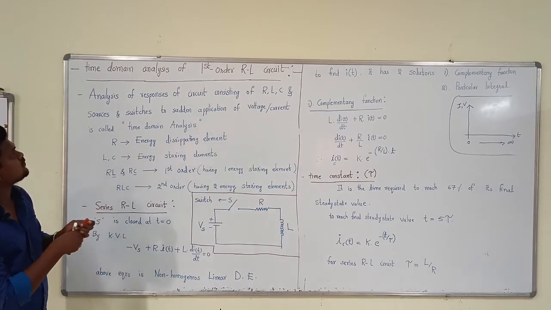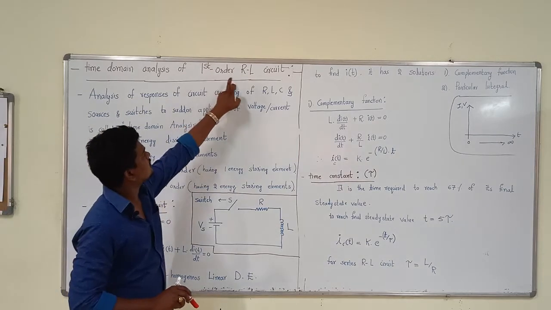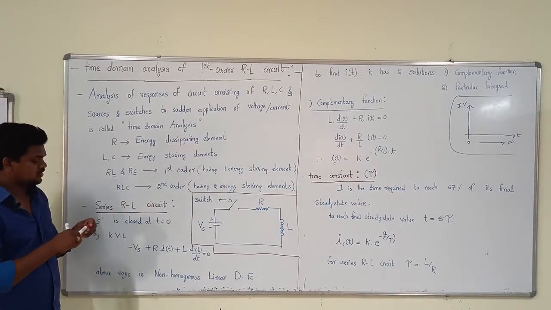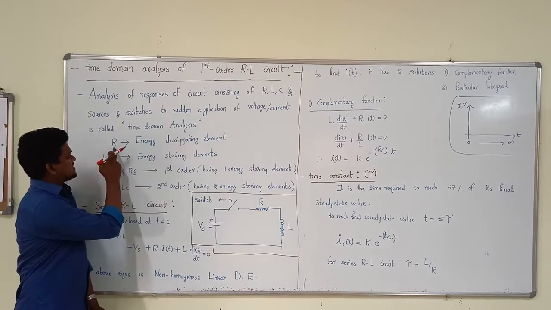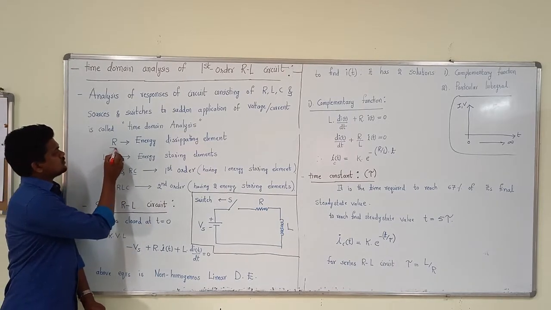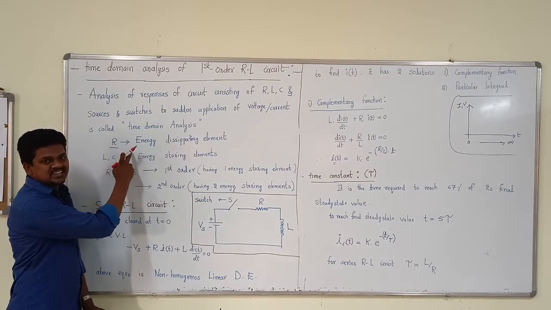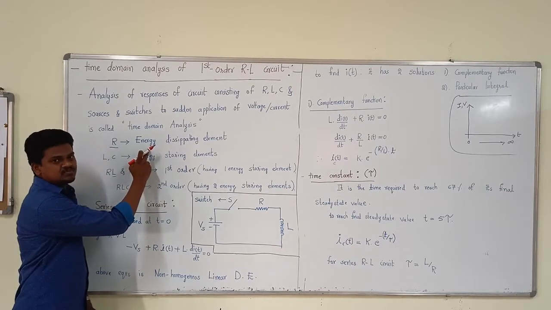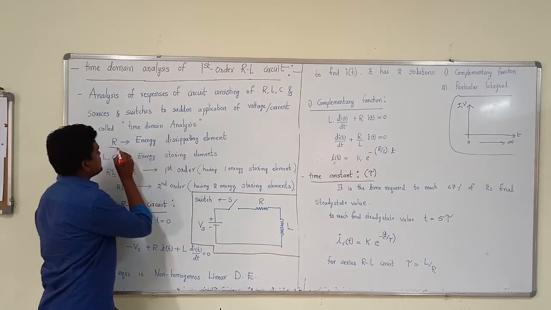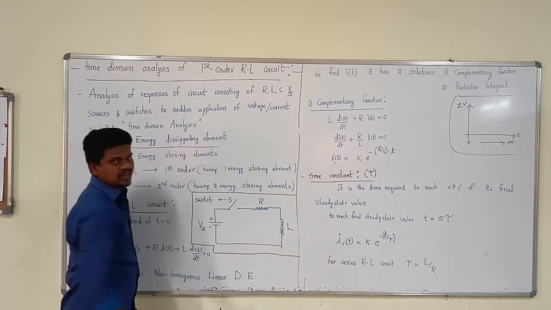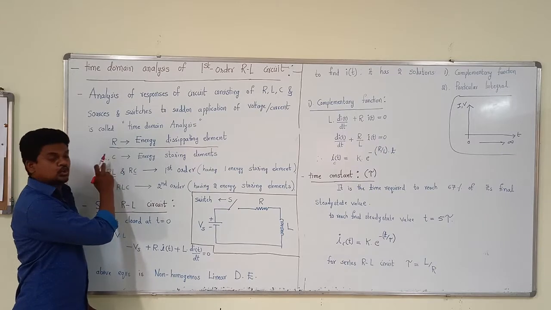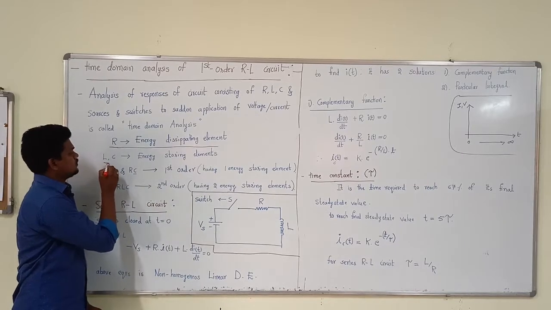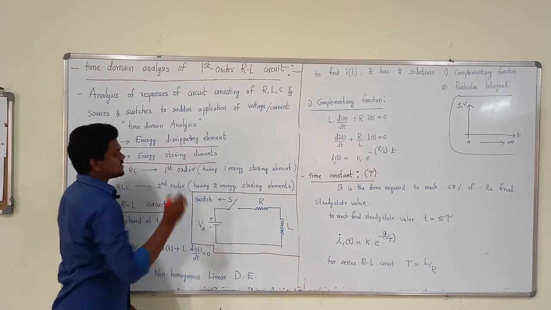This is particularly for the first order circuit, RL circuit. First order, what is first order? Before that, first look into our passive elements: resistor, inductor, capacitor. You know that a resistor in an electrical circuit always absorbs the energy. It will absorb the complete energy. That's why it is the energy dissipating element. And inductor and capacitor, you know that those are energy storing elements. They will store the energy.